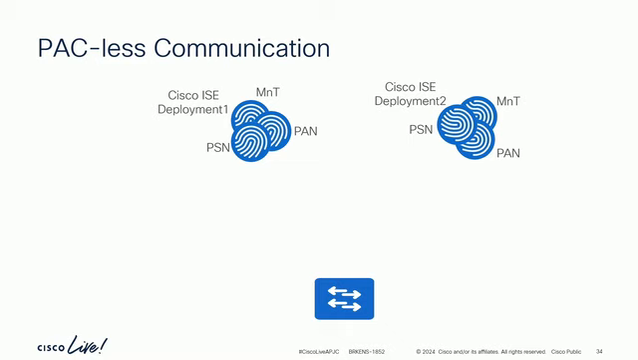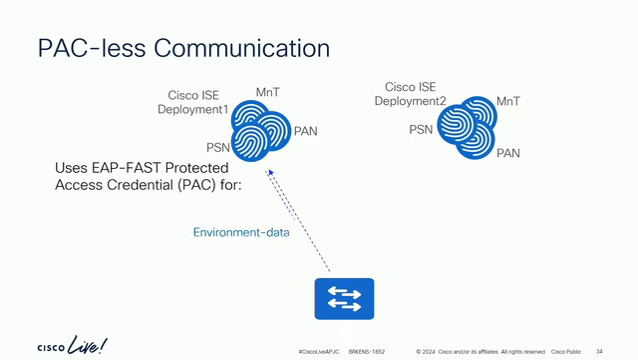PACless. Now, Technical Assistance Center, TAC, have a number of calls per week on PAC. Now, what is the PAC? It's a protected access credential. It's part of EAP-FAST. It's the way we set up some security mechanisms for TrustSec. So we've got the environment data download, where we download SGTs and the server list, and obviously downloading policy. But because we have a number of cases, because of the PAC timeout and the refresh and things like that, there was a demand to get rid of the PAC.